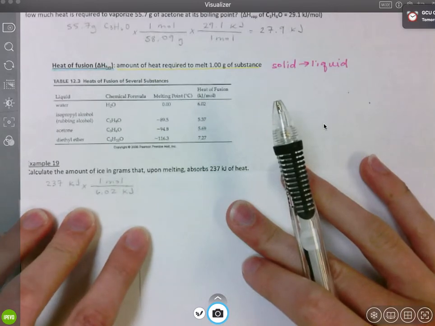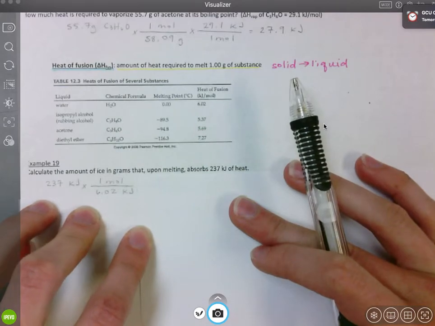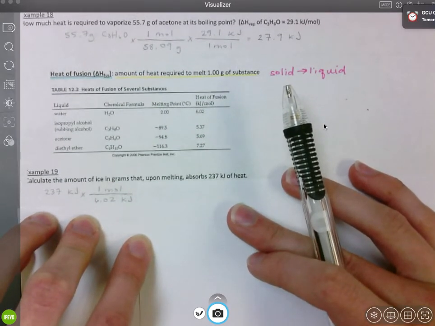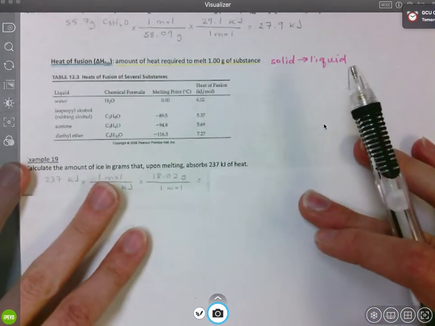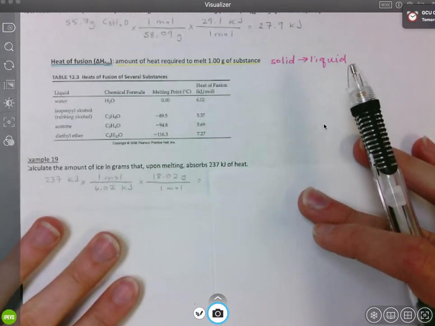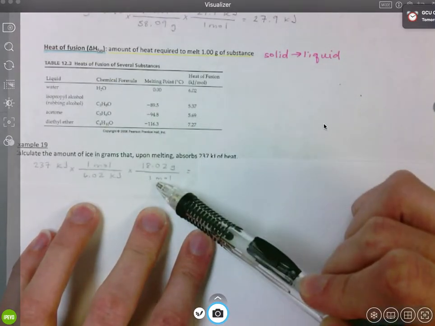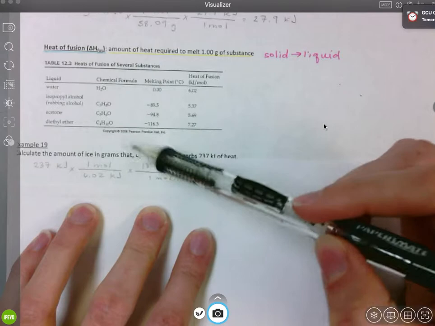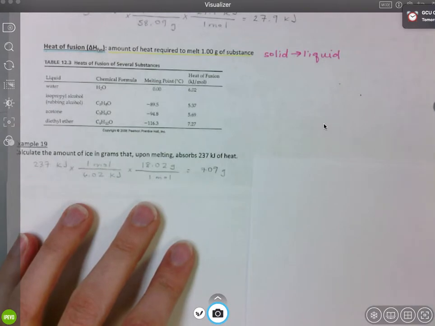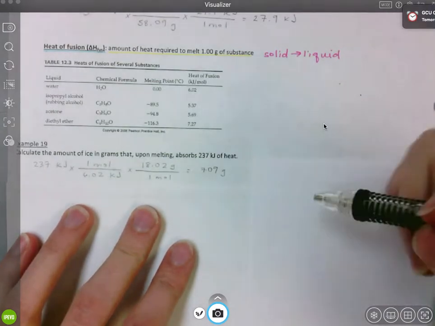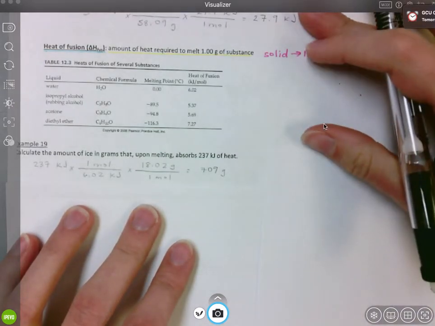And once we're in moles, we can get to grams using our molar mass. We've already done water in example number 17. We already added up those hydrogen and oxygens, and that's 18.02 grams in 1 mole of water. So kilojoules cancels, moles cancel, and we're left with grams, which is what we want to know, the amount of ice in grams. So we put this into our calculator, and we get 709 grams. So far we've had 3 sig figs on all of them, because that's our numbers that we've been given.